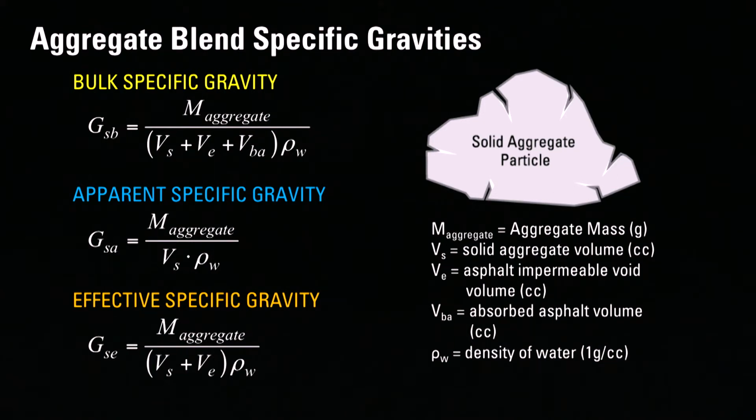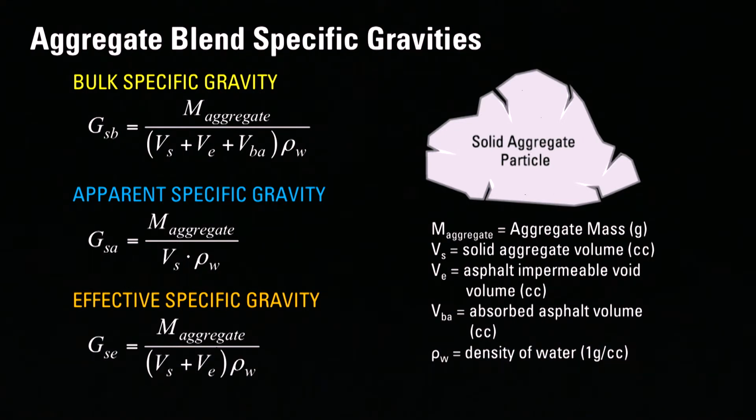When we look at an aggregate particle within an asphalt mixture, we'll see that we have solid volume, which is the aggregate itself, and there will be pores. Asphalt binder is a viscous fluid. Therefore, it cannot penetrate all the way into aggregate pores. Rather, it will get trapped at some depth. Therefore, when we discuss aggregate pores, we divide the volume into asphalt impermeable voids and absorbed asphalt quantities.